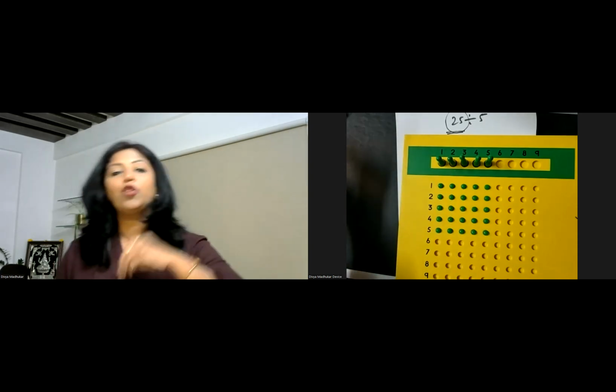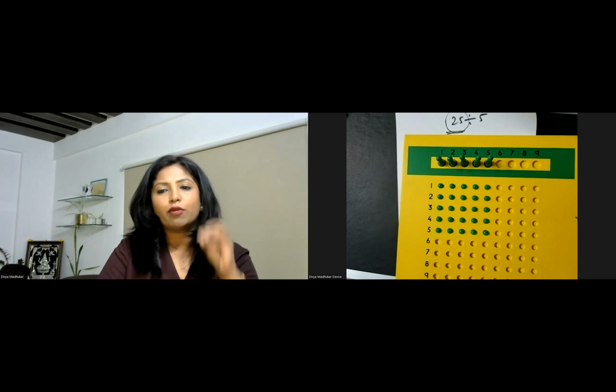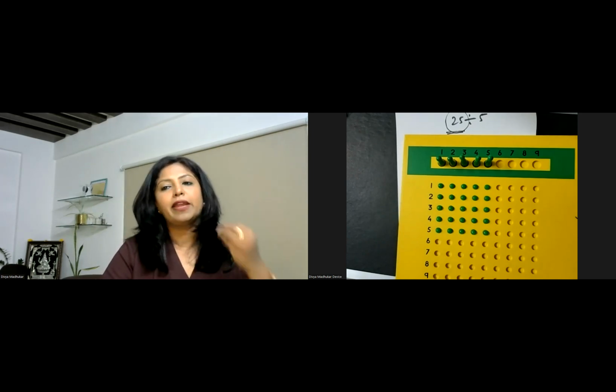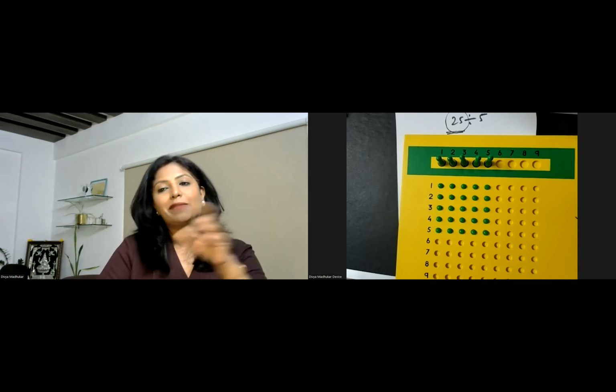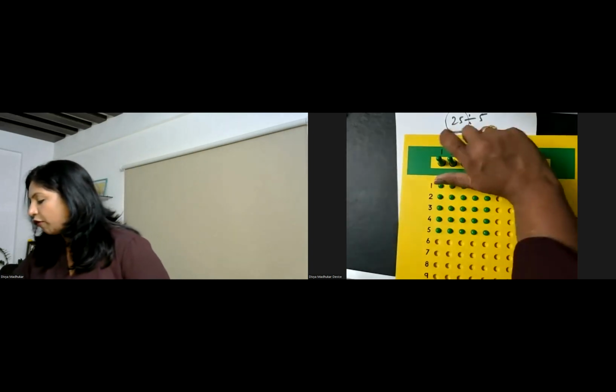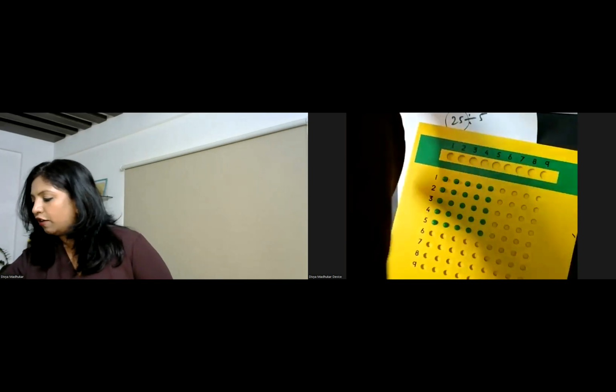Okay, so this is your division board. So how do we describe the material? The division board is a perforated board with 81 holes, and we will be able to perform a maximum division of our dividend, which is 81. The color of the beads is green, and the skittles represent the divisor. This is how you can give the description for your division board.